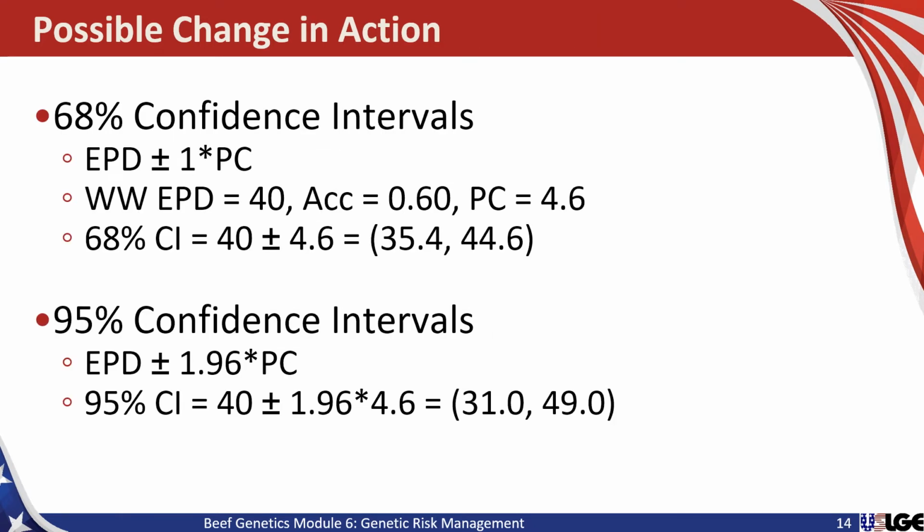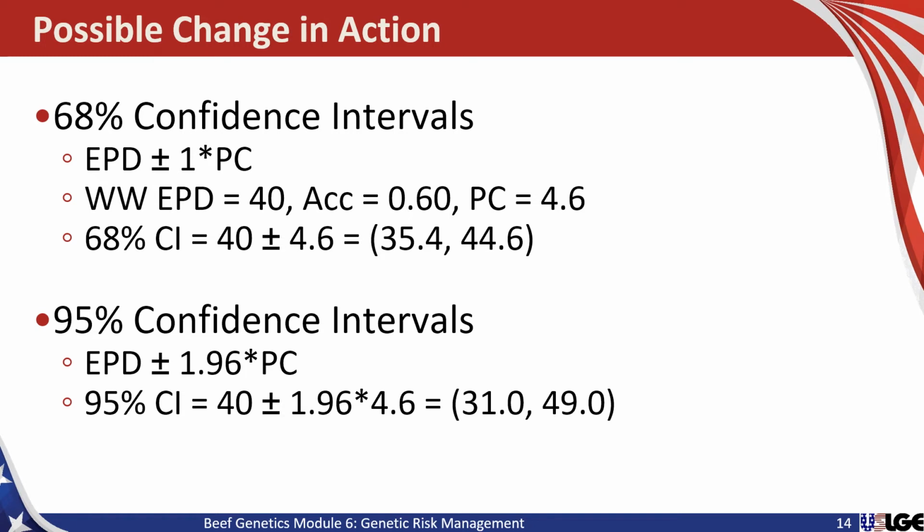So, possible change values in action. A 68% confidence interval, so roughly 2/3 of the time. If we're interested in understanding the range in which an animal's true progeny difference lives, we can use this 68% confidence interval, or the EPD plus or minus 1 possible change or standard error prediction value.